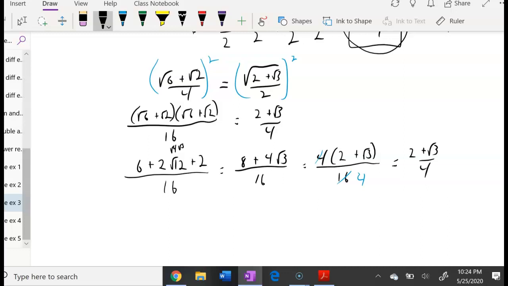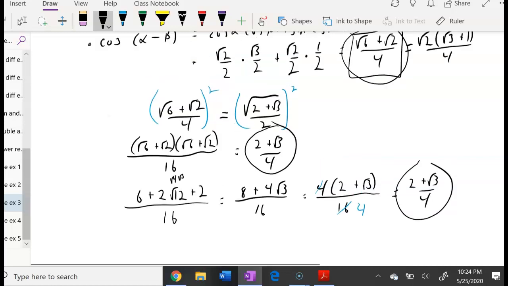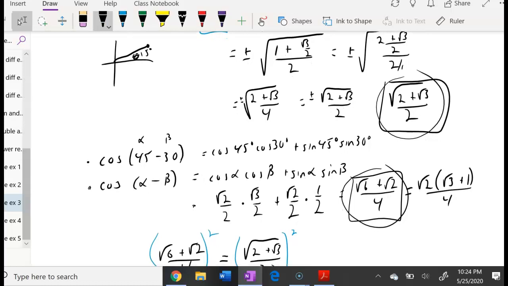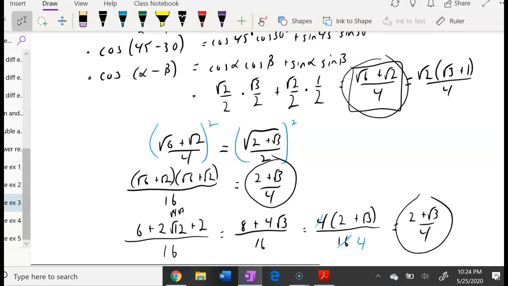From there you can factor out a common factor in the numerator of 4. So we have that 4 pulled out. Cancel that 4 with the denominator, and in fact we get 2 plus rad 3 over 4. Which is exactly what we got when we squared our answer from the original, 2 plus rad 3 over 4, once we squared that too. Okay, so they are in fact the same thing.